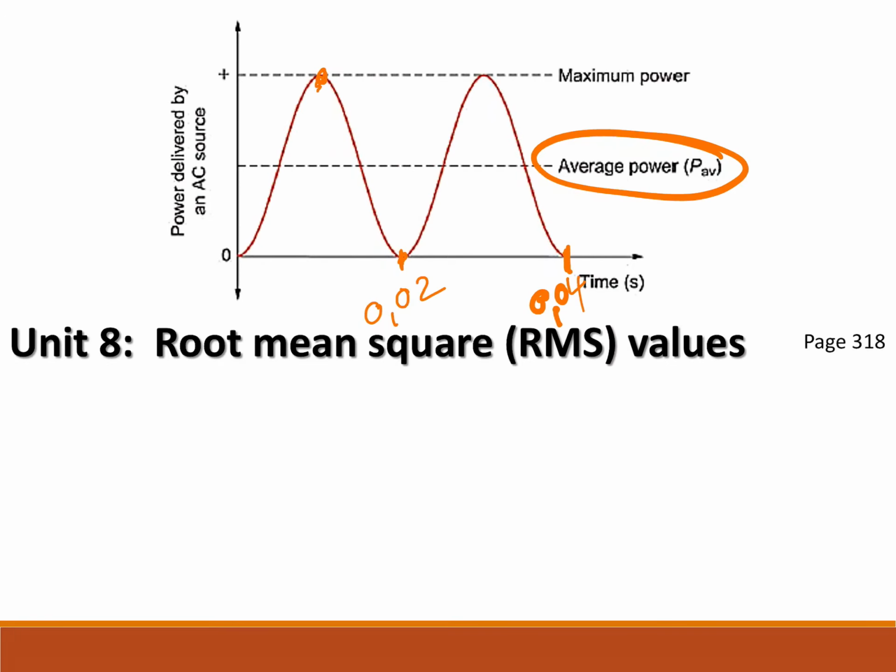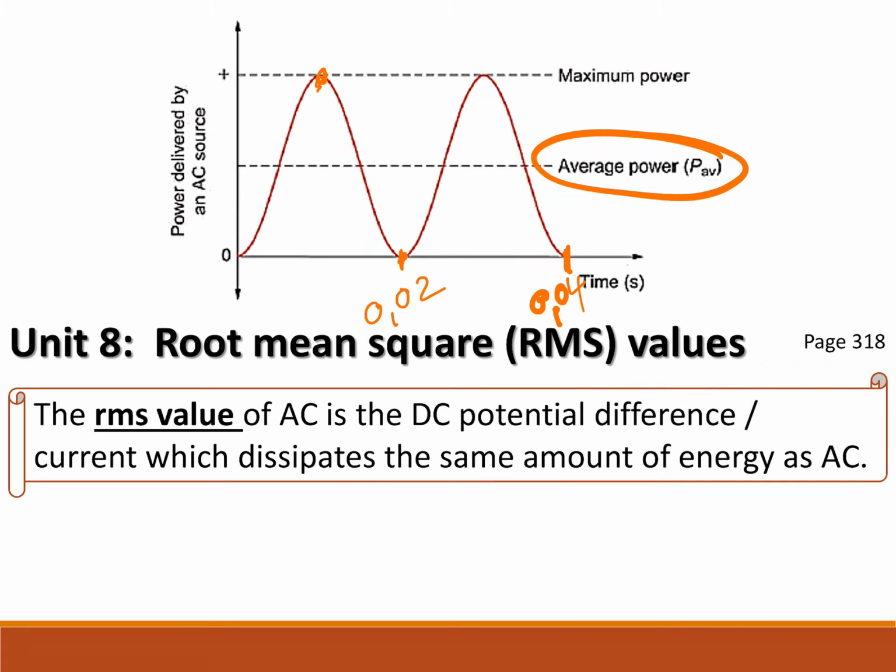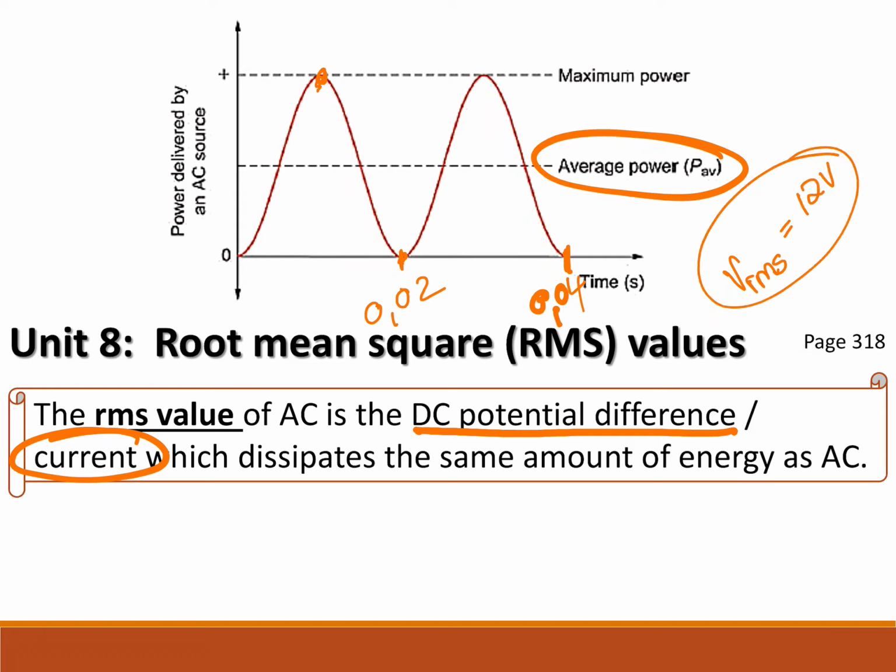Okay, so let's talk about the root mean square. The root mean square of an AC is defined as the DC potential or current which dissipates the same amount of energy. In other words, if I tell you that I have a VRMS of 12 volts, it means that I can replace whatever is needing that 12 volt RMS value. I can take a normal DC battery that has a potential of 12 volts and replace it with it. And I'll get the same effect. So a VRMS of 12 volts means it's 12 volts DC, direct current.